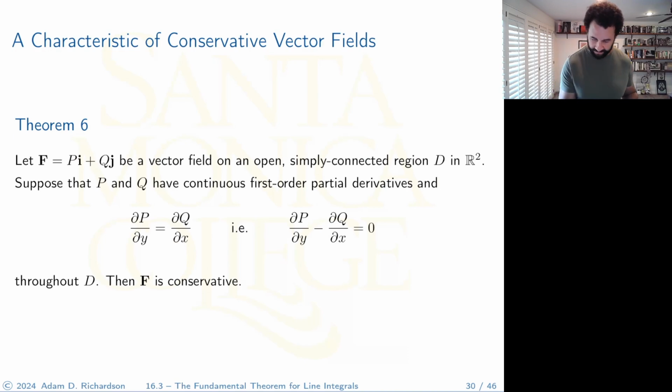So here is the statement. Suppose you've got a vector field on an open, simply connected region D in R2. Suppose that these component functions are C1, and suppose that this difference is 0, then your vector field must be conservative. Boom. That's the goal right there. So that was like the last little bit that we needed.